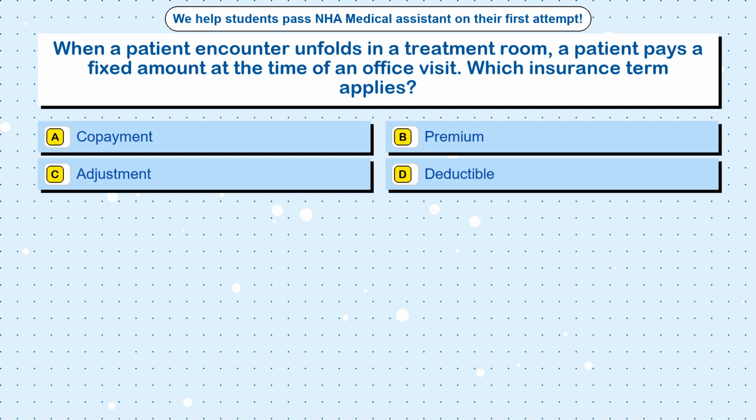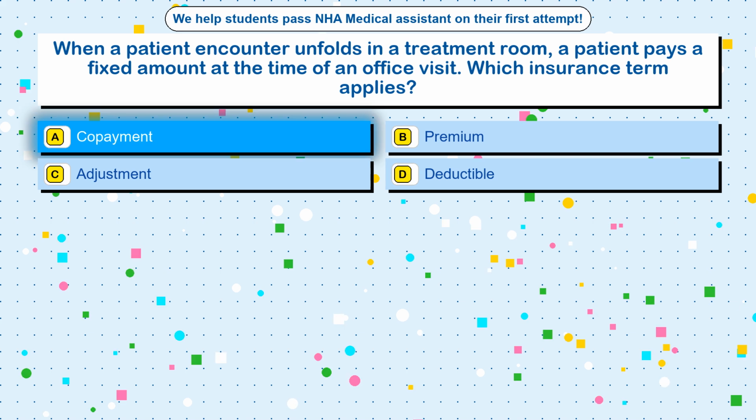Question 83. When a patient encounter unfolds in a treatment room, a patient pays a fixed amount at the time of an office visit. Which insurance term applies? Option A. Copayment. Option B. Premium. Option C. Adjustment. Option D. Deductible. The correct answer is option A.